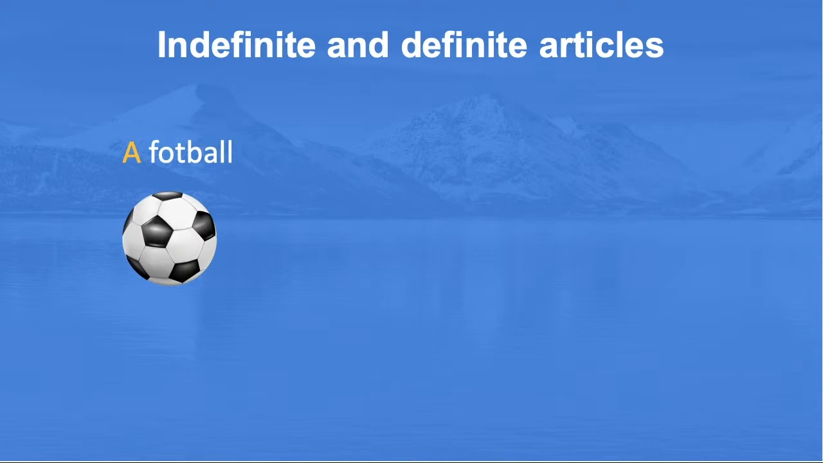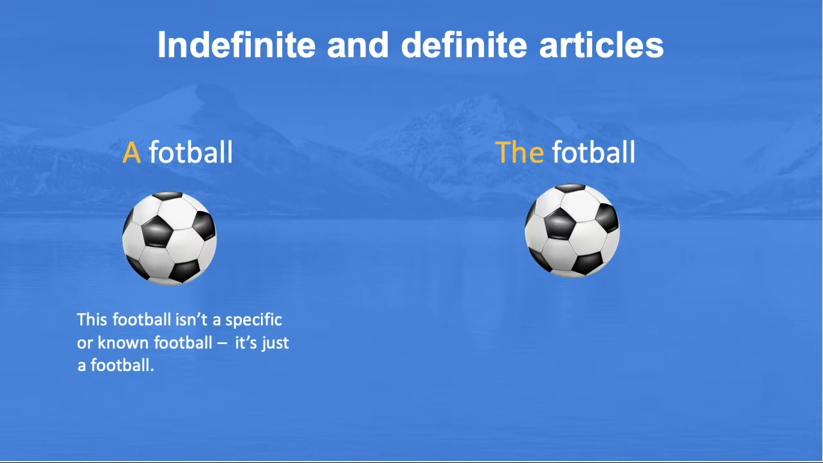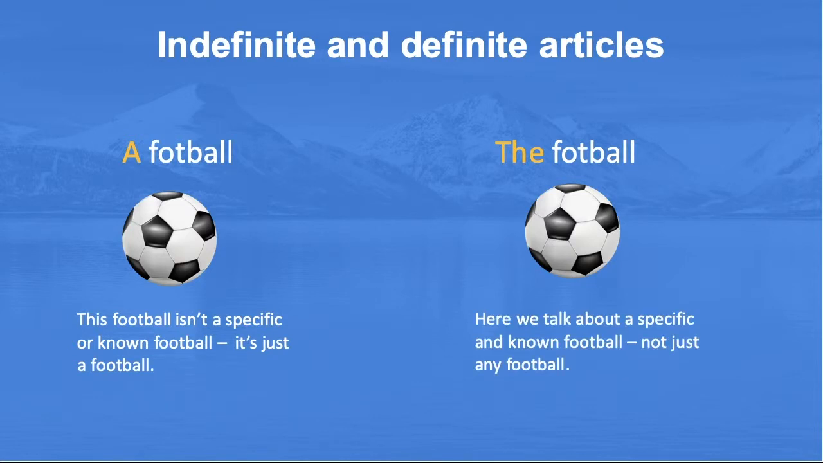When we say a football, that actually means that this football isn't a specific or known football. It's just a football. While on the other hand, when you say the football, we talk about a specific and known football, not just any football. The football was kicked in the goal. So now we're talking about that specific football in a story. But when you say a football is round, you're speaking about a football in a general sense. So a football is indefinite, it's not specific, while the football is definite and specific.